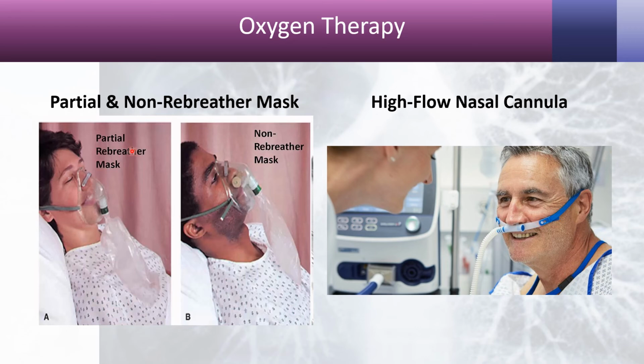So here we have partial and non-rebreather. With the partial rebreather mask, as you can see here, there are holes in here. Okay, that means that your patient is partially rebreathing the air externally. While non-rebreather means that there's a cover in here. That means that your patient is not rebreathing external air. While with high flow nasal cannulas, you can see here, this is high flow and it's connected to this machine. This is what it looks like.